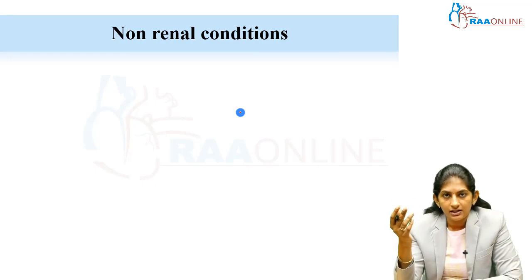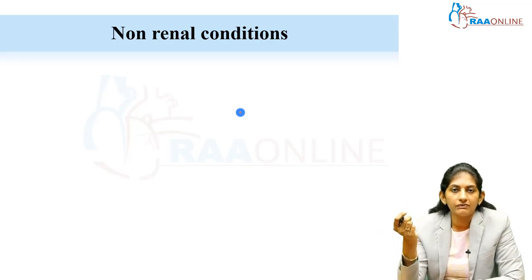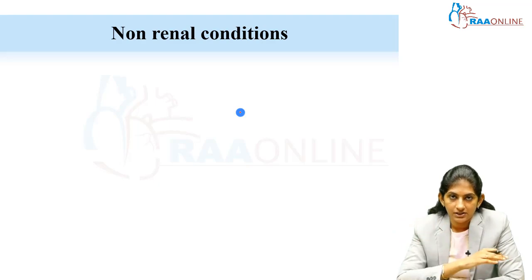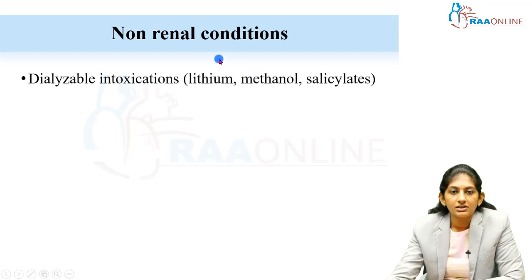For non-renal conditions, whenever we encounter a child with poisoning also, we consider hemodialysis, isn't it? So some non-renal conditions we will see. Number one will be toxins. To remove toxins like lithium, methanol, salicylates, we do dialysis.